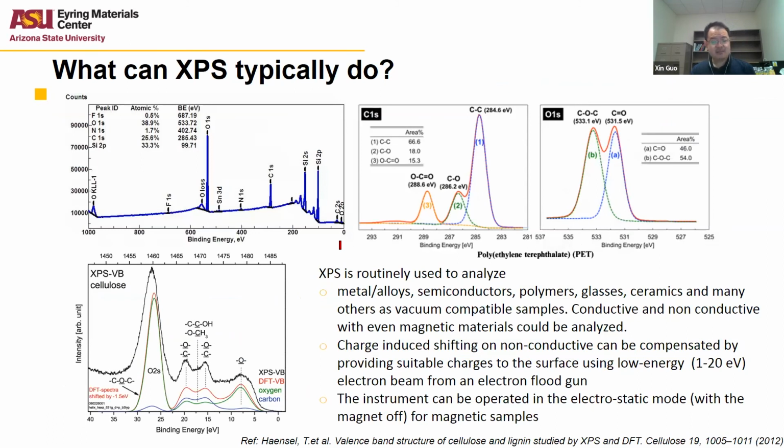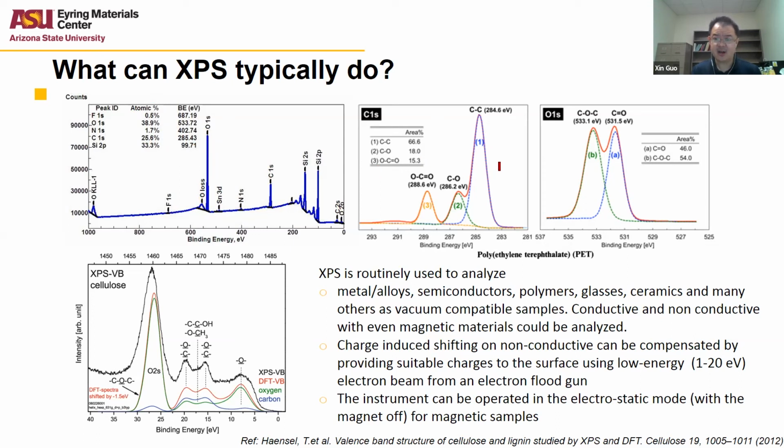So what can XPS typically do? As we already know what kind of information we can obtain from XPS, here are some examples. The first one is a survey spectrum for an inorganic compound. As we can see, all elements existing in the compound are identified from the survey spectrum. We can also calculate the atomic concentration based on the intensity of the photoelectrons and the relative sensitivity factor.